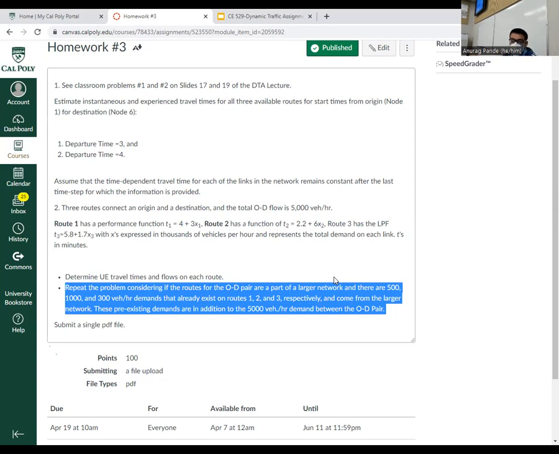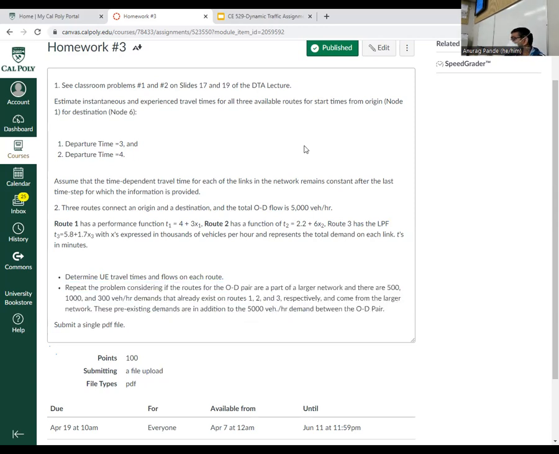But the second one has a twist. Repeat the problem considering that the routes between the OD pair were part of a larger network and had certain pre-existing flows. This is the discussion we had in class the other day, so make sure you pay attention to that discussion and then solve this problem. And again, all of this is due on Tuesday. I do have office hours on Monday, so if you have questions, let me know. And of course, if you get into the lab today, you're welcome to ask any questions about these, and work on it.